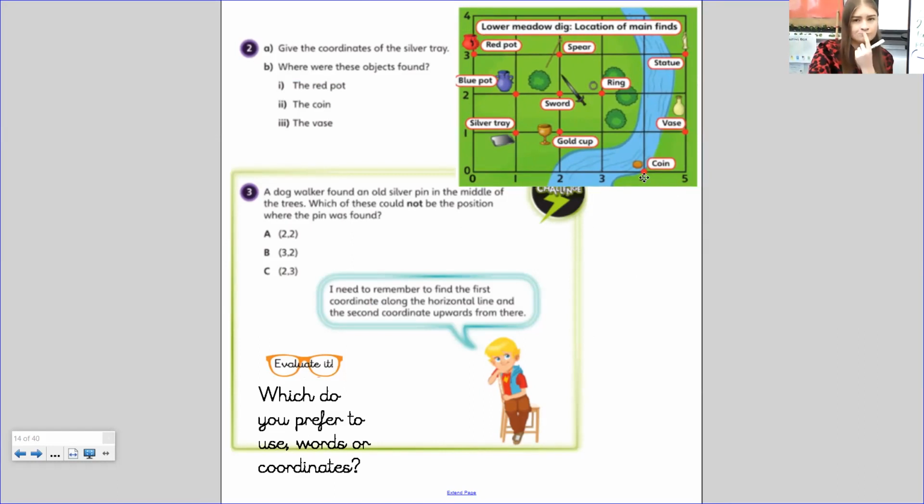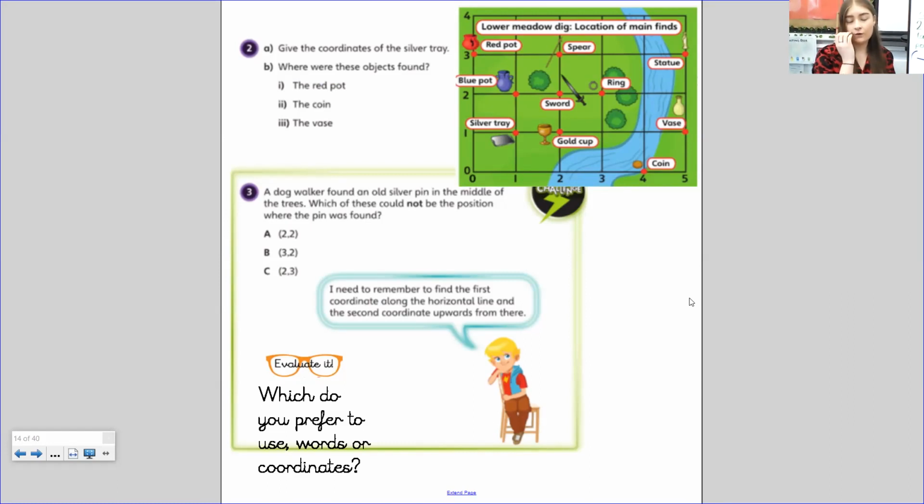And then the coin, let's find the coin first of all. Oh, the coin is very far down the corridor. Let's go along the corridor first of all. 1, 2, 3, 4 along the corridor. So 4 is our first number. And then how many stairs has it gone up? It's gone up 0. So it's 4, 0. And then finally, the vase is all the way over here. Let's have a little look at that one. So along the corridor, 1, 2, 3, 4, 5. So 5, 1 stair. So 5, 1.